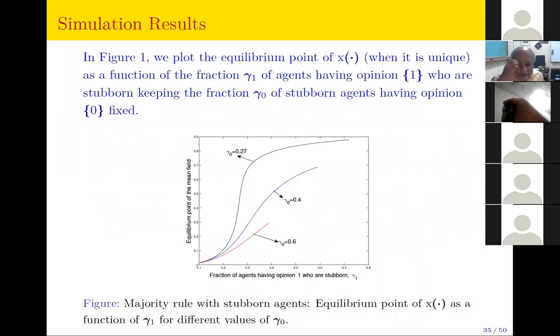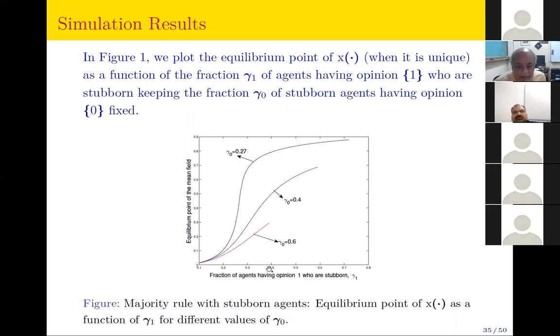So we did some simulations, and that just tells us what to expect. If you want to look at the equilibrium point of the mean field, then when the proportion gamma 0 is, let's say, 0.27, and the proportion of stubborn gamma 1 is at 0.2, then the equilibrium point is around 1 point something.